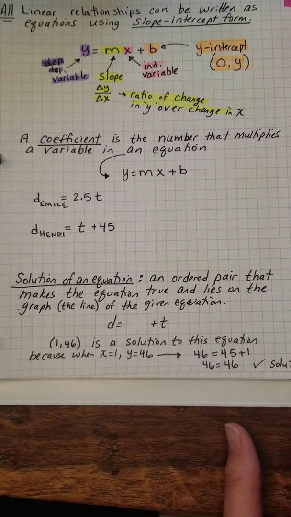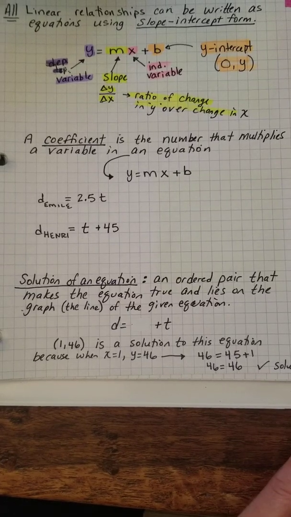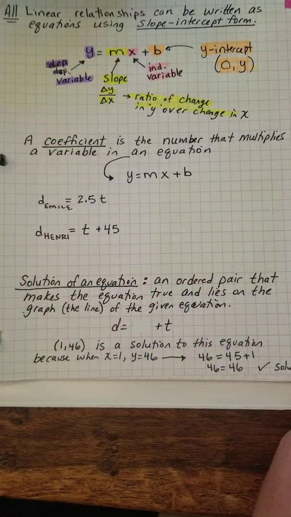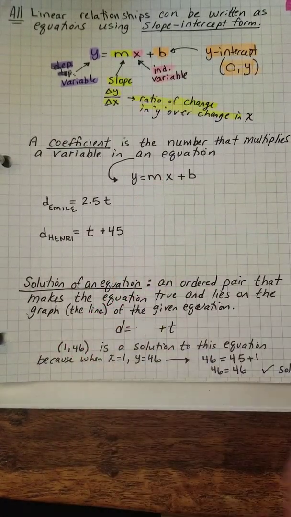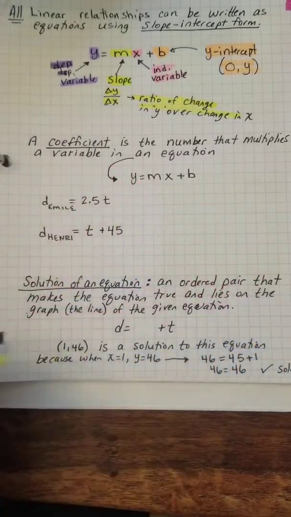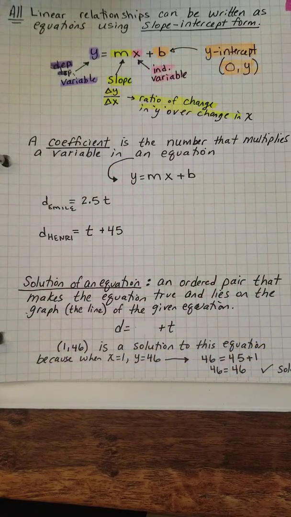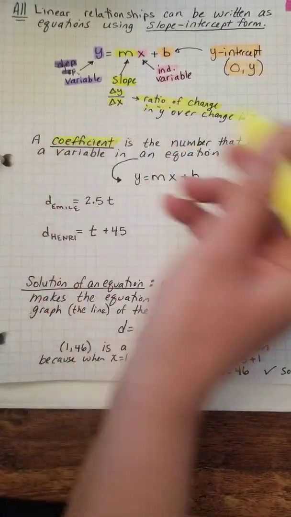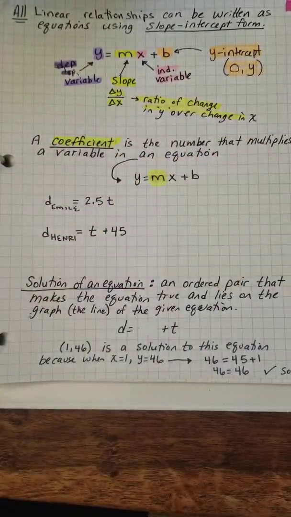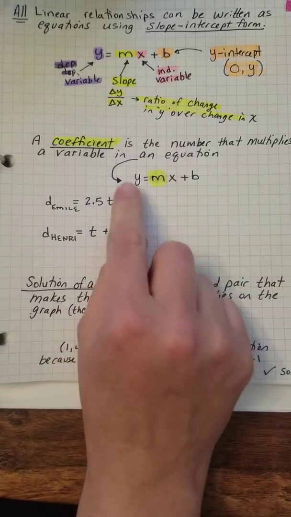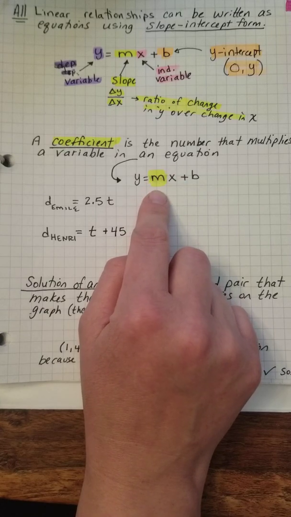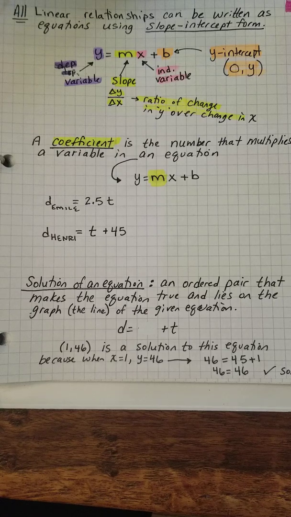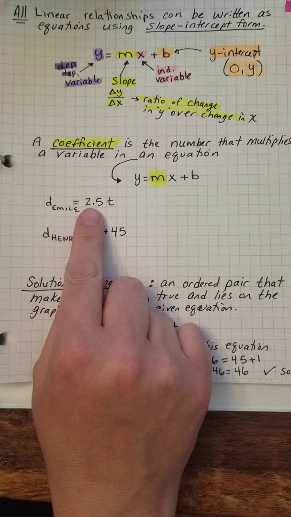A coefficient is the number that multiplies a variable in an equation. In this case, the coefficient here is going to be m, right? So in y equals mx plus b, the coefficient is whatever is multiplying a variable. We know x is a variable and y is a variable. The number in front of the x is the coefficient. We again know that m to be the ratio, the change in y over the change in x. I have a couple of examples here.